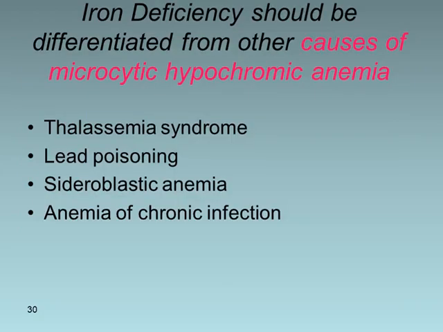Iron deficiency anemia should be differentiated from other causes of microcytic hypochromic anemia: thalassemia syndrome, lead poisoning, sideroblastic anemia, and anemia of chronic infection.